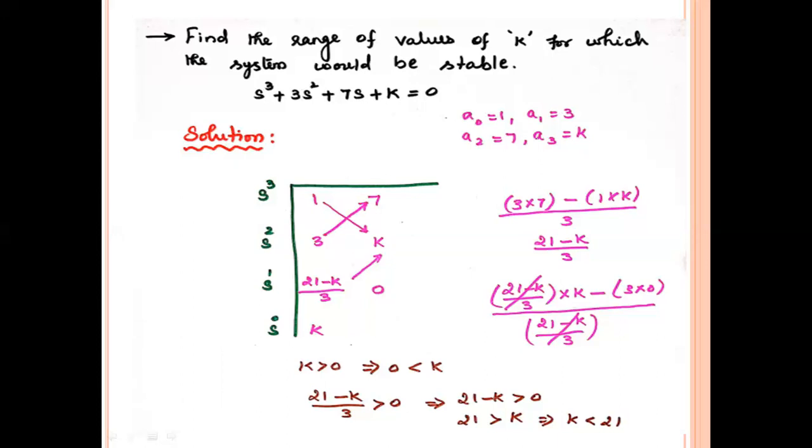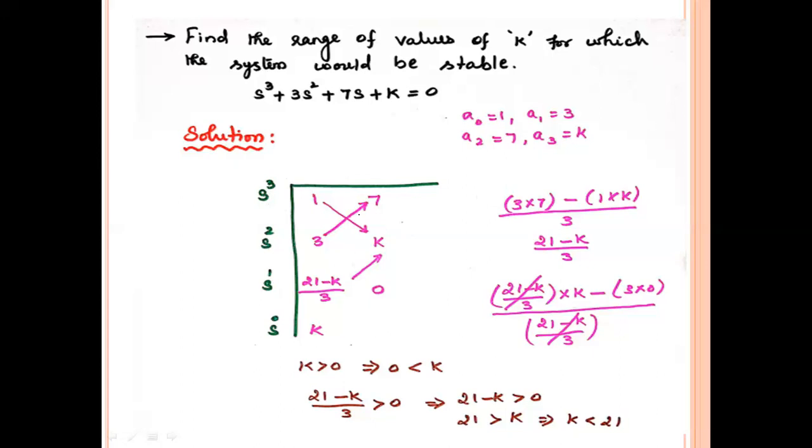Then next, we have to arrange these coefficients. How to arrange them? This is very simple. This is the Routh array. Here the highest power of s is 3, so you start by writing s power 3, s square, s power 1, s power 0. Then after that you have to arrange your coefficients.